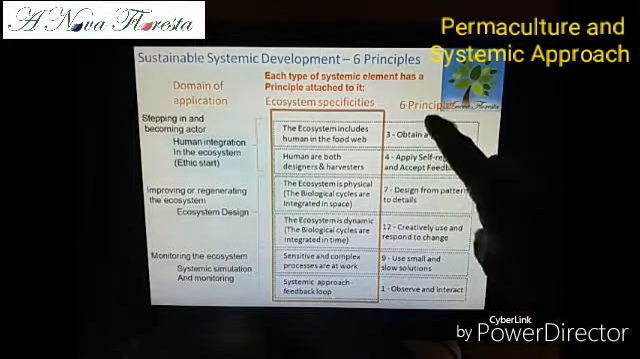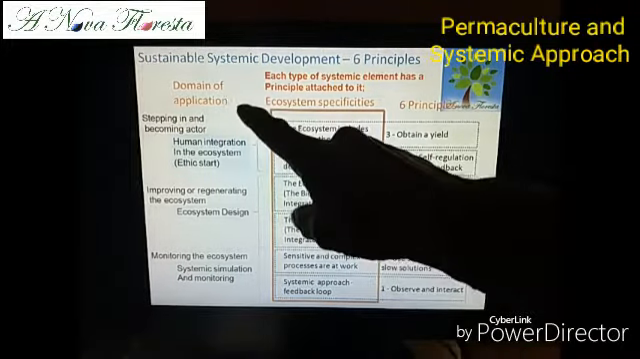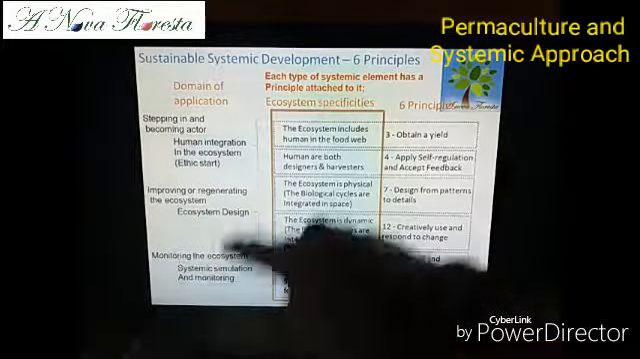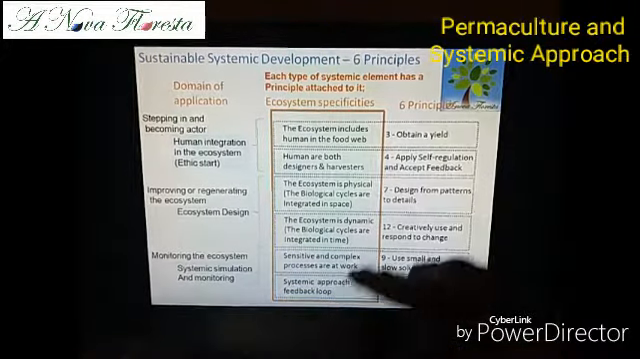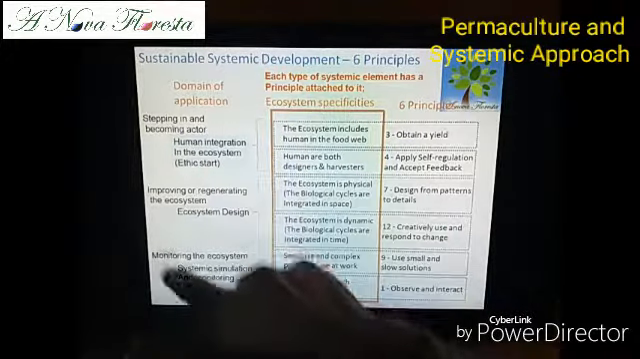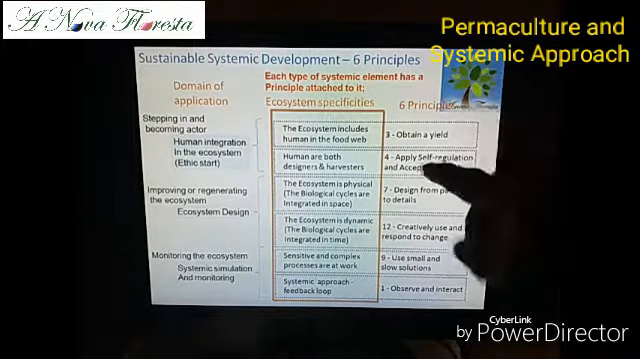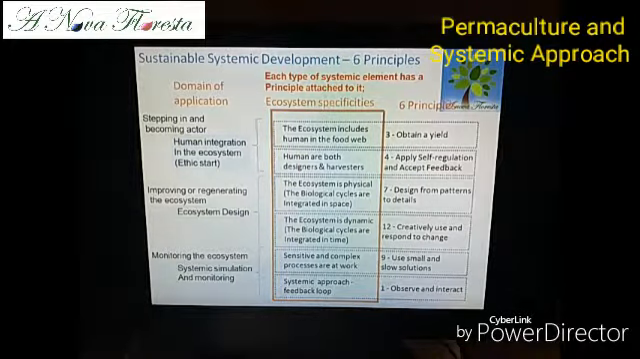Here we see the permaculture principles, and here are the steps or domain applications in a systemic approach, and we have the link between these different areas. Here is the domain application in systemic approach, and here the principles of permaculture, the six others, which are more related to the process or methodology of a project management point of view.